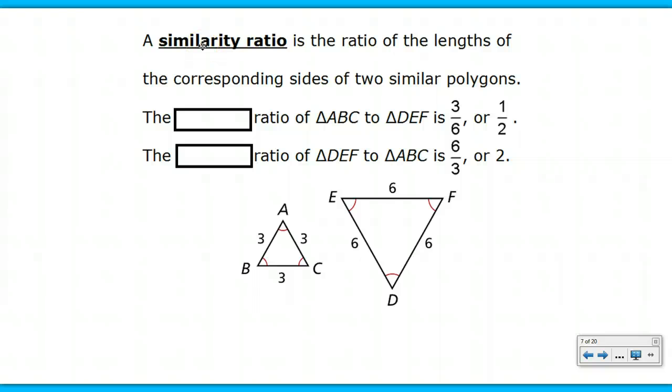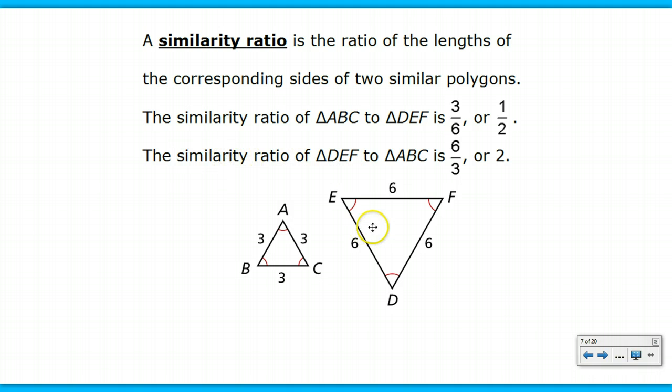It is the ratio of the lengths of the corresponding sides of two similar polygons. So the similarity ratio of triangle ABC to triangle DEF is 3 to 6, right? Or 1/2. We could also name a similarity ratio of triangle DEF to triangle ABC. It would be 6 to 3, or a ratio of 2.